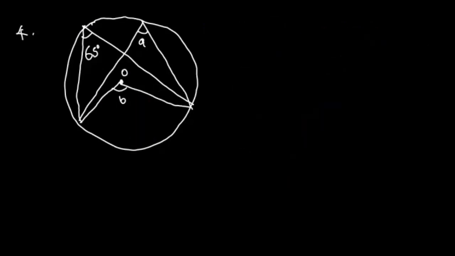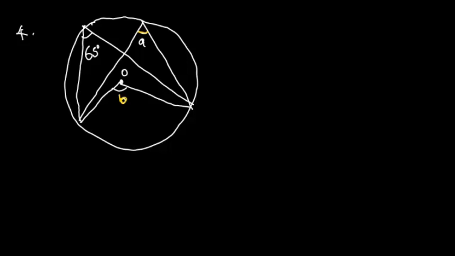So in the fourth question, we have this circle. And if you look at this circle, we have an angle at the center, which is B, which we are going to look for. Then we have an angle at the circumference, which is A. Now, to answer this question, we have to bring in multiple theorems. And what's the first theorem?